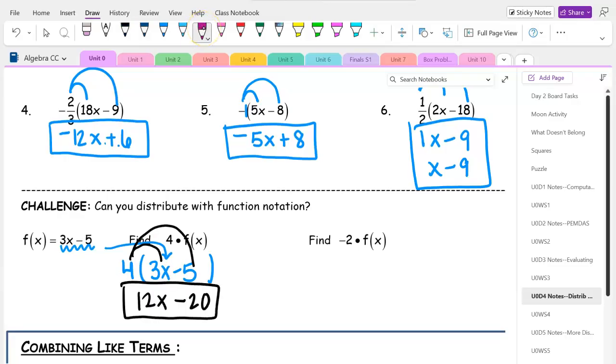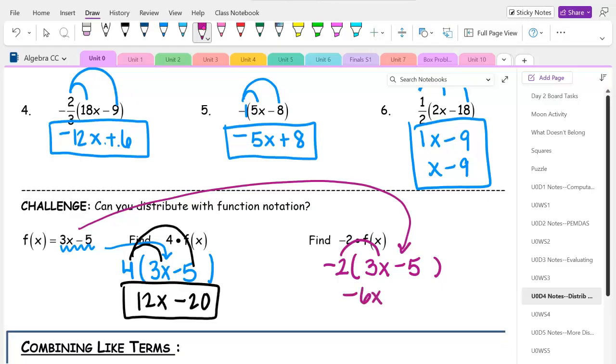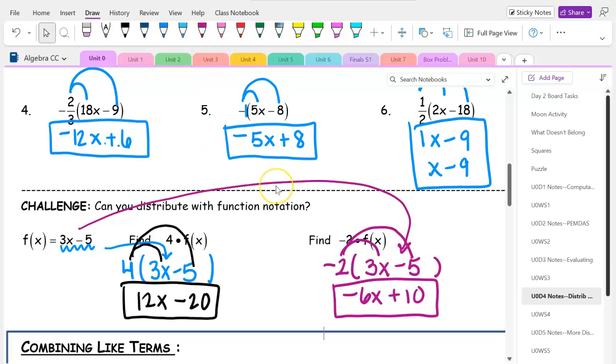All right, let's try that one more time. So we're still using the same f of x. It's just a -2 that's in front this time. This is going to come over here. And again, you're just taking that outside number and multiply. -2 times 3x is -6x. And -2 times -5 is +10. Notice that if it's a positive, I'm putting a plus, and if it's a negative, I'm putting a minus. All right, so that's distributive property.